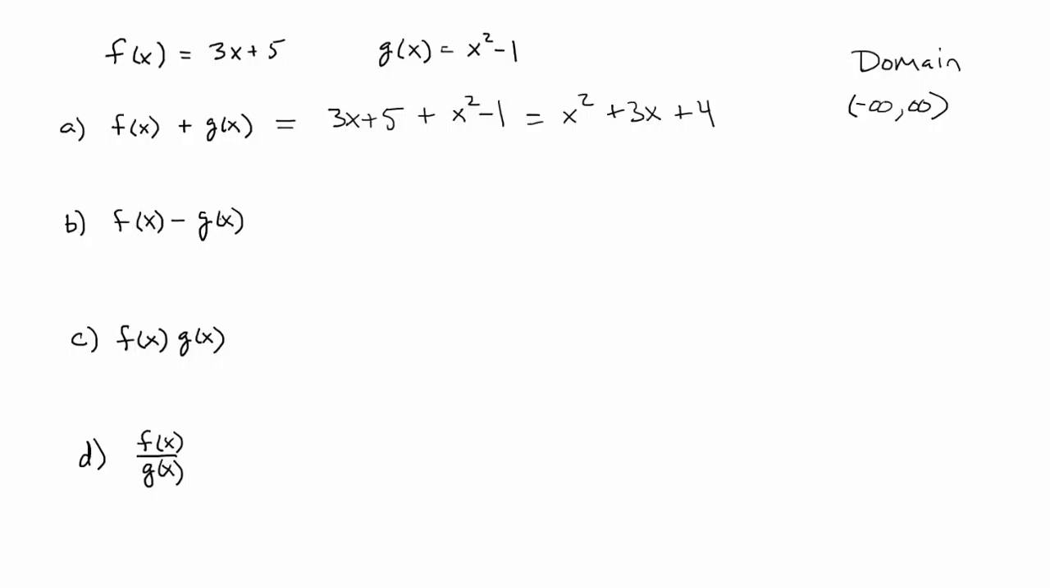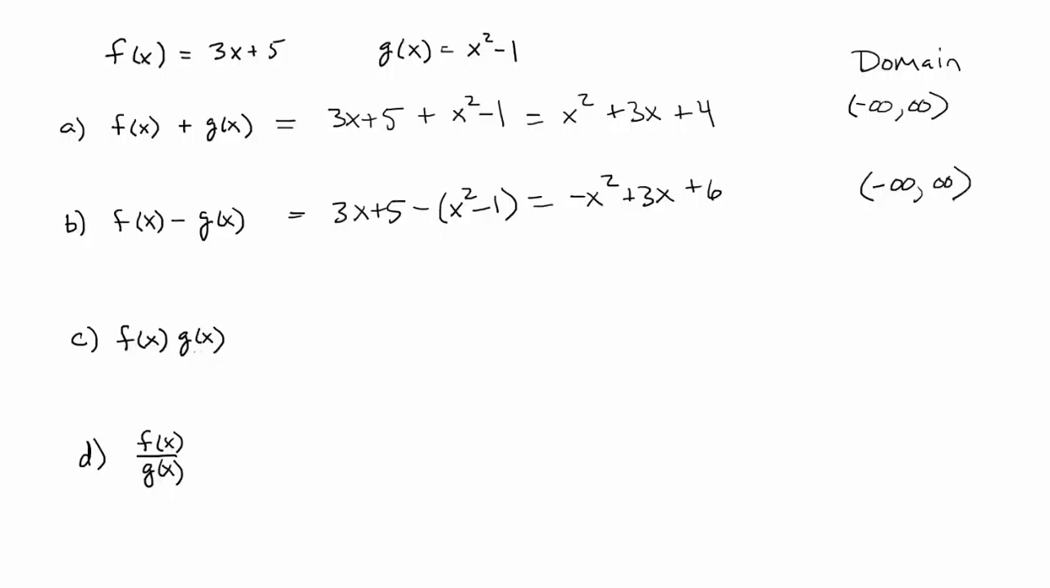In f of x minus g of x, we have 3x plus 5, but now we have minus, so I'm going to put minus and put g of x in parentheses so I don't forget to distribute that negative. And now we have negative x squared, and we have plus 3x, and now we have 5 minus a negative 1 is plus 6. And again, we have a domain of negative infinity to infinity.